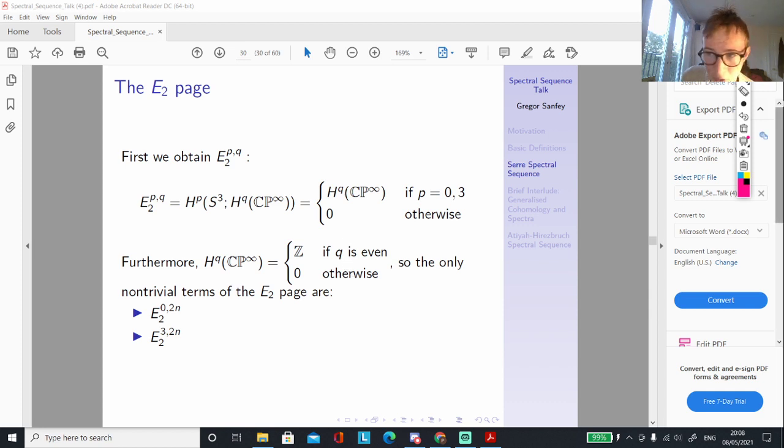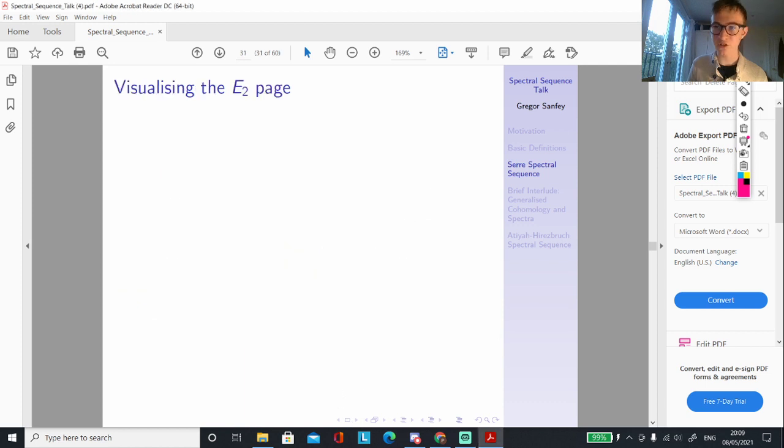So the only non-trivial terms of the E2 page are when p is equal to 0 and q is equal to 2n, or when p is equal to 3 and q is equal to 2n. So those are our non-trivial terms. And okay, this is what the E2 page looks like.